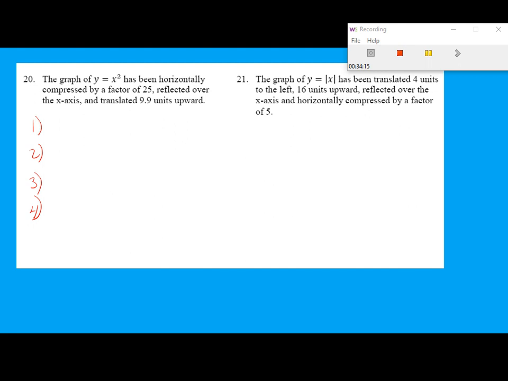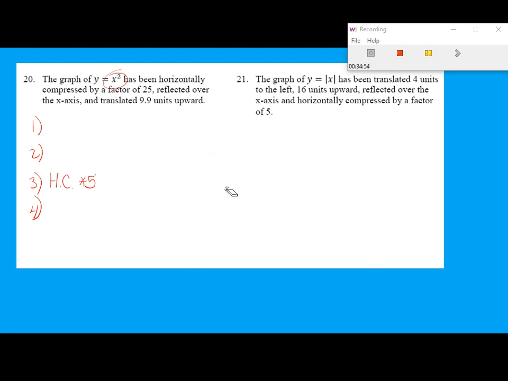The graph of y equal x squared has been horizontally compressed by a factor of 25. Now, horizontally compressed by a factor of 25. So now, think about this though. To get 25 using a squared, I would need a 5. So it's really been horizontally compressed by a factor of 5. That way, when I put it inside the squared, I'll get 25. So got to be careful on that one.